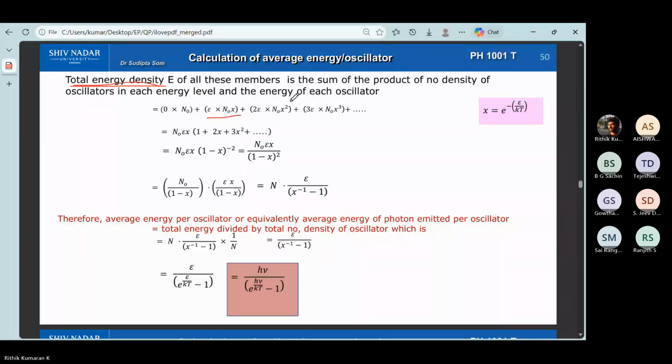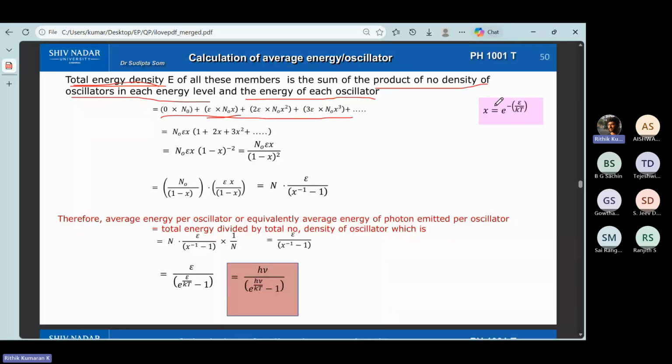So it is basically, as mentioned, the product of the number density of oscillators in each energy level and the energy of each oscillator. Every energy level will have a particular energy, right? The first level will have h nu, the next will have 2h nu. It will differ, right? So the number of oscillators in that particular level into the energy of the respective level. If you form that, you'll get a beautiful equation.